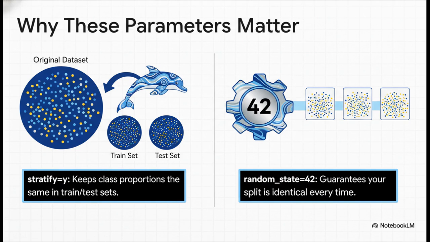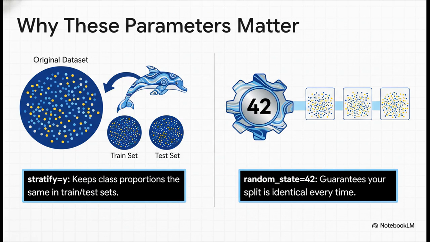First up, stratify equals y. Okay, picture this. You're predicting which customers are going to cancel their subscription. It's a rare event, maybe only 5% of your users. If you just split your data randomly, you might get super unlucky and have a test set with, well, no churning customers at all. Your model looks great, but it's a complete lie. Stratify prevents that. It makes sure your test set has the same 5% ratio as your original data. It's critical.